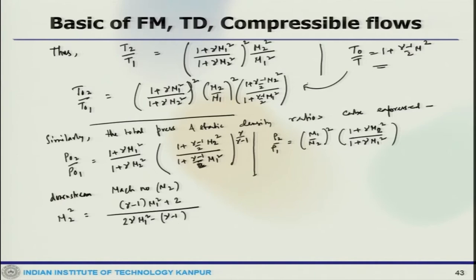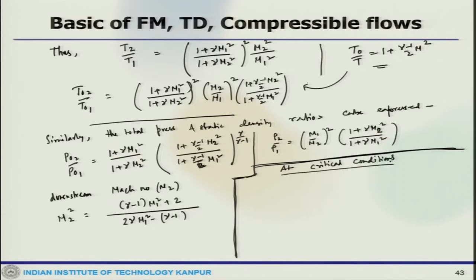Now, all this relationship can also be reduced for the critical condition. So, now at critical conditions, we can write that P by P star would be gamma plus 1 by 1 plus gamma m square. Then we have T by T star, which would be m square into gamma plus 1 whole square by 1 plus gamma m square whole square.